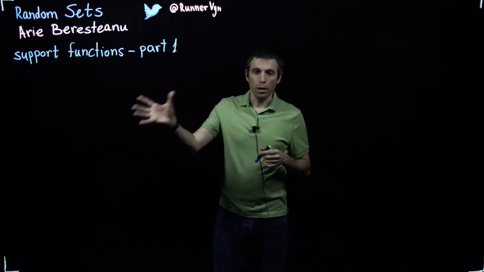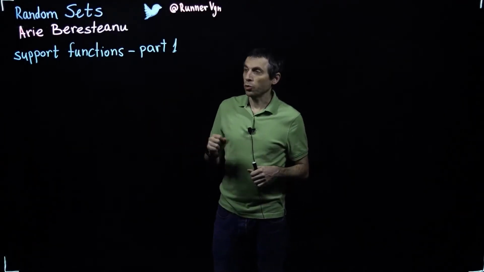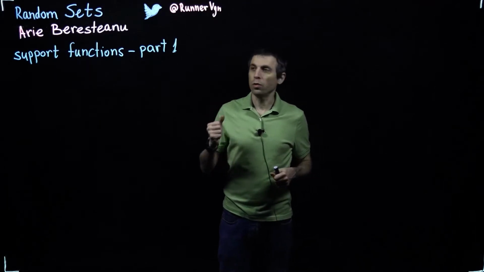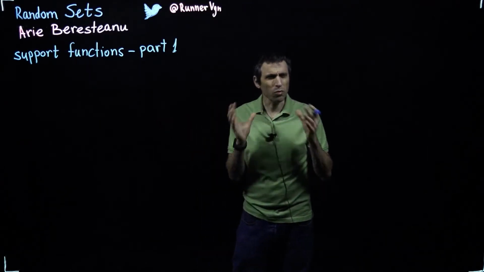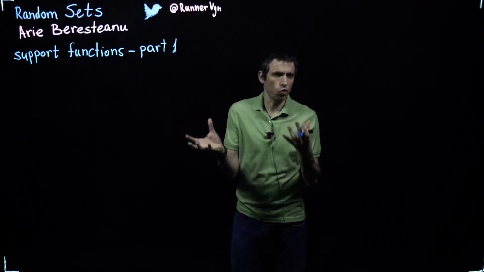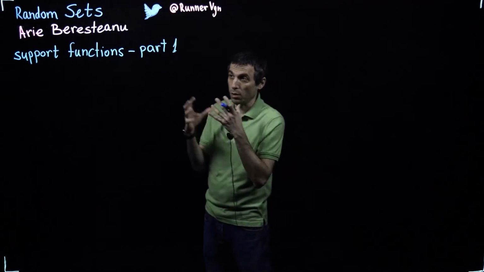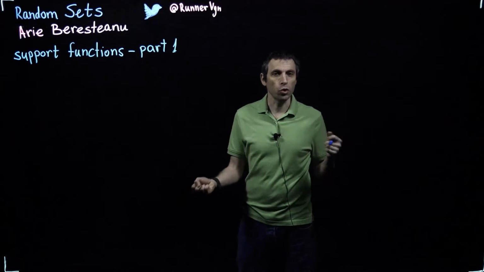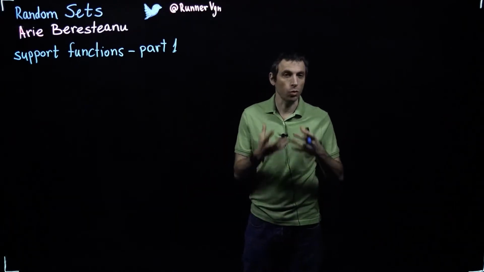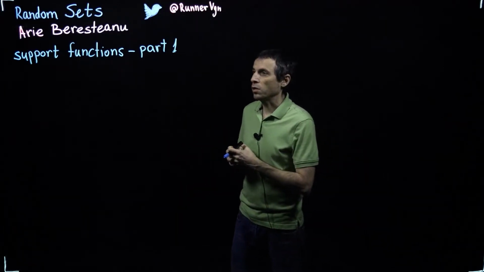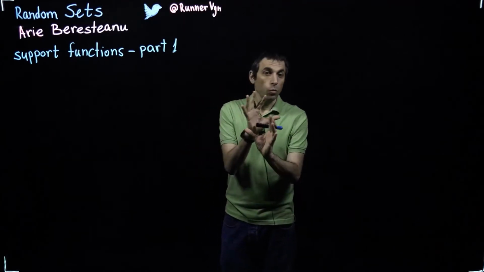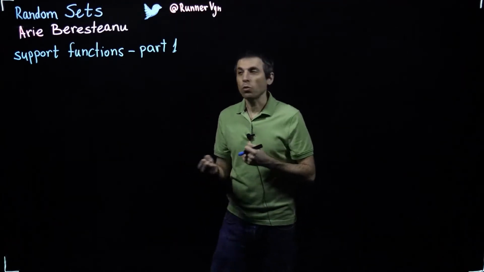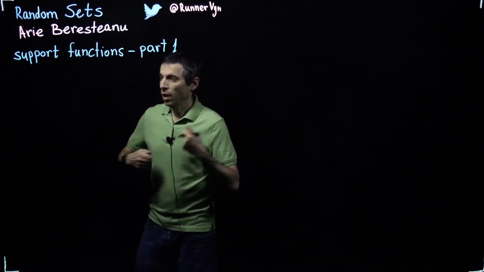Hello. In this video I want to introduce the important tool that is called support functions. Now support functions are more general. It's not just for random sets. It's something that can be used for convex analysis. If you open chapter 13 in Rockafellar's book, you can see a whole chapter on support functions. But we want to bring this tool into the random set theory.